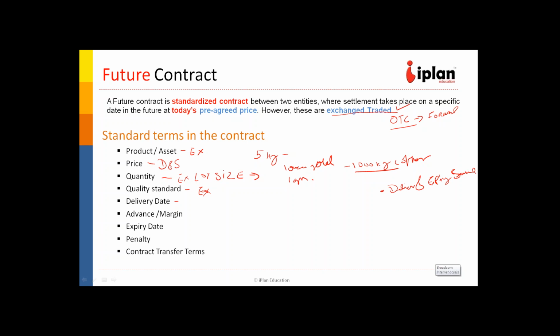Okay, that means the last trading day you can mark the delivery. Okay, that depends, it's an American option or European option in case of option contract, but normally in future contract you can mark the delivery at the time of expiry. And in commodities, normally you have to mark the delivery in advance.